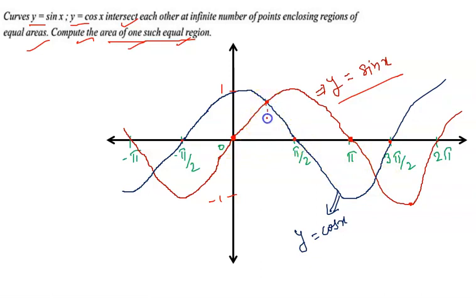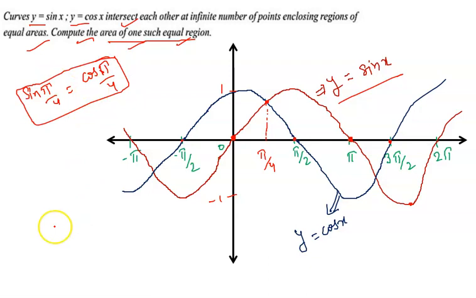Between pi/2 and 0 it will be pi/4, and we also know that sin(pi/4) is equal to cos(pi/4), both values are the same, so we can consider them equal. So this is the intersecting point. Everything clear, right?